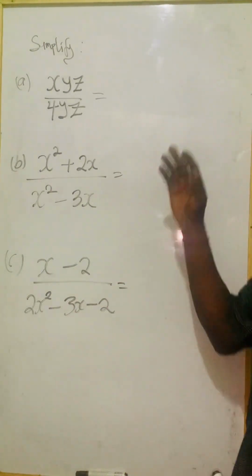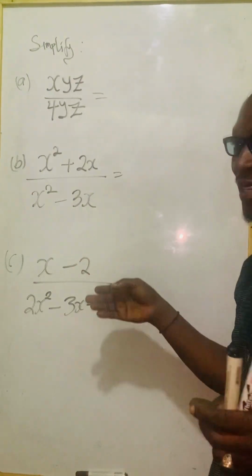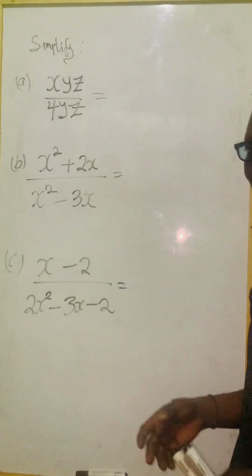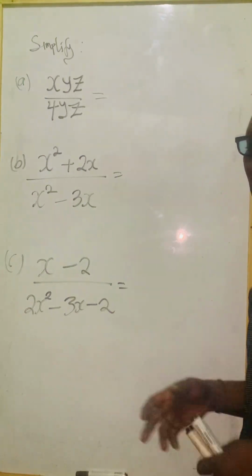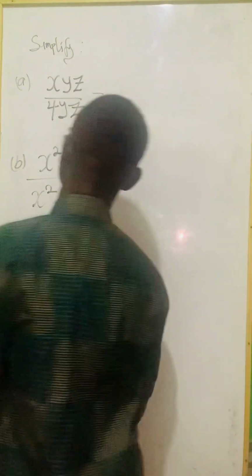In simplifying this, we just have to divide and cancel, or look at the elements that appear on both sides to cancel. We don't have a lot to do here. All you need to do is watch and cancel, and then we simplify to the lowest form. All right, shall we do that quickly?